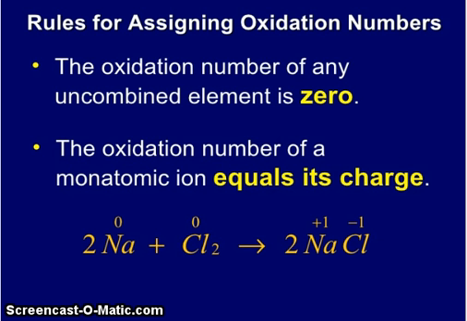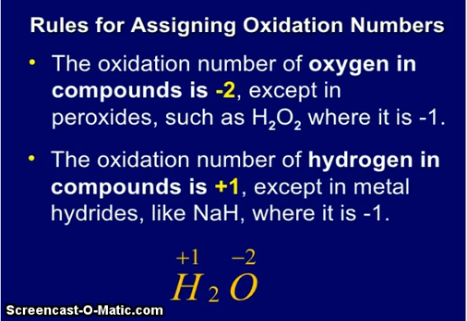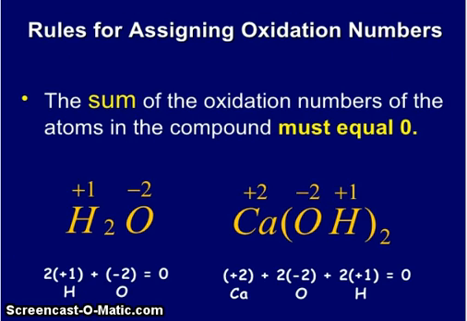So here, the oxidation number of any uncombined element is 0. The oxidation number of a monoatomic ion equals its charge. The oxidation number of oxygen in a compound is -2 except in peroxides such as H2O2, where the oxidation number is -1. The oxidation number of hydrogen in a compound is +1 except in metal hydrides like NaH, where the oxidation number is -1. The sum of the oxidation numbers of the atoms in a compound must be equal to 0.